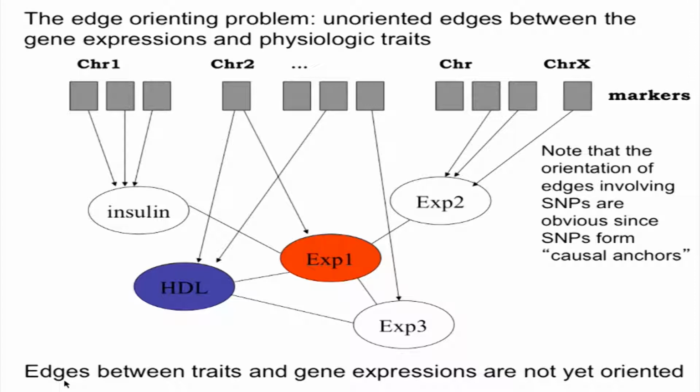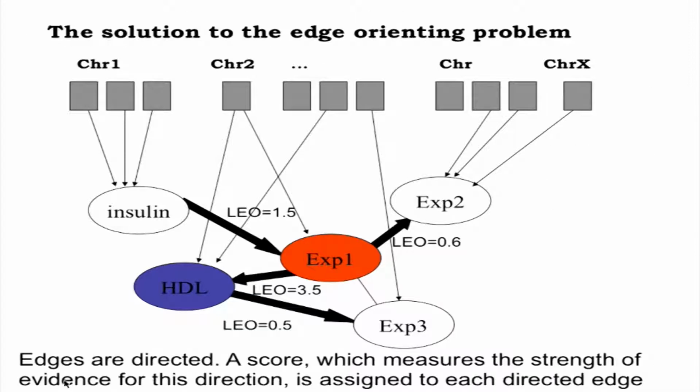Now we use these genetic markers to arrive at an orientation. That's the idea. We get edges, and you notice that the edges have scores, which are called LEO scores, local edge orientation scores. If you have a high LEO score of, say, 3.5, then you say there's strong evidence that this gene causally affects HDL levels. Okay.